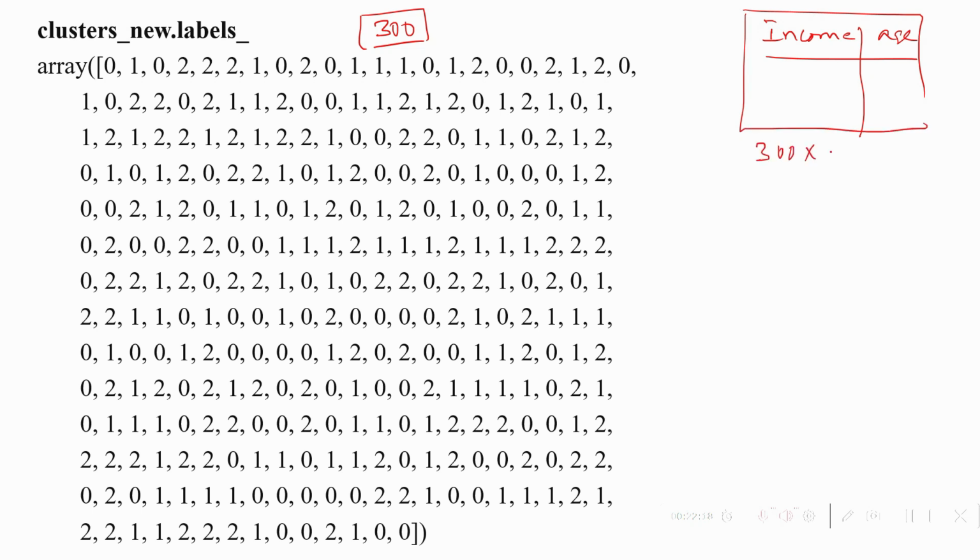300 instances and 2 features are there. Corresponding to the model, we are going to create one more variable called cluster ID, based on our k-means clustering algorithm. So we are getting 300 into 1.